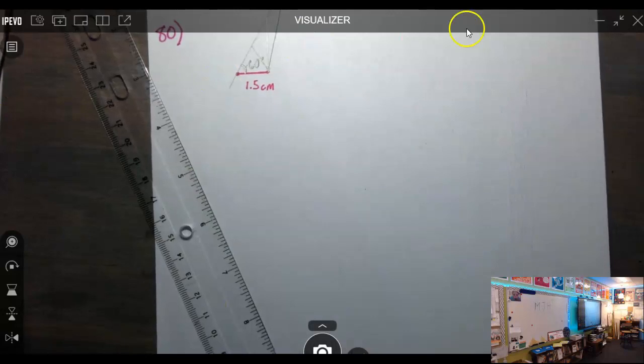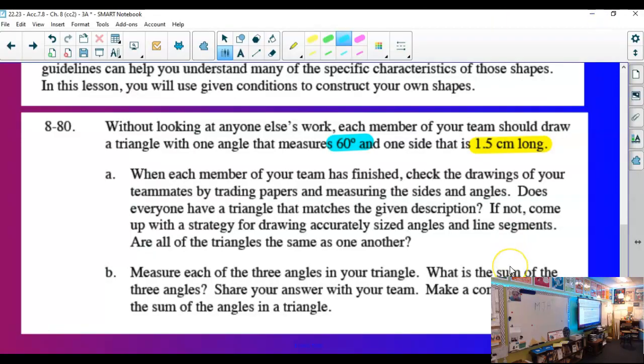Actually, I'm just going to minimize my camera. So now we have 3 pieces of info, 2 angles, 1 edge. Okay.